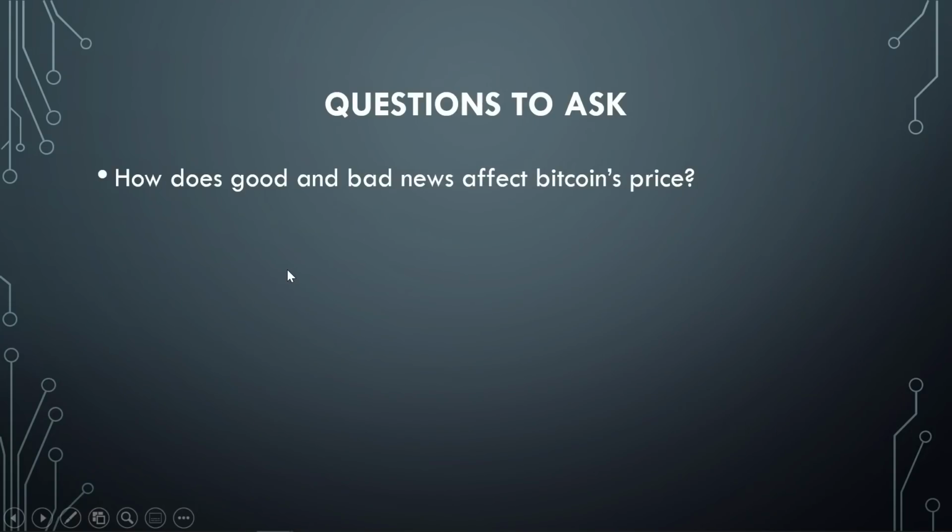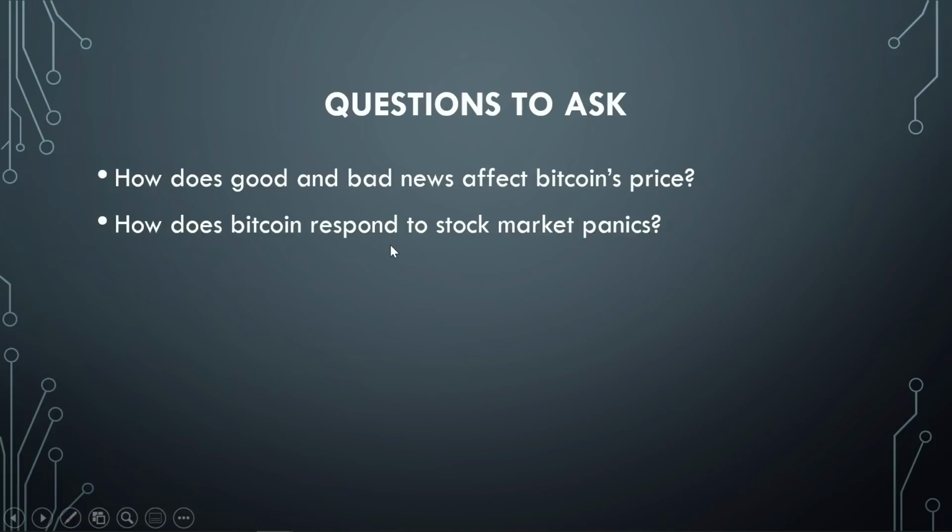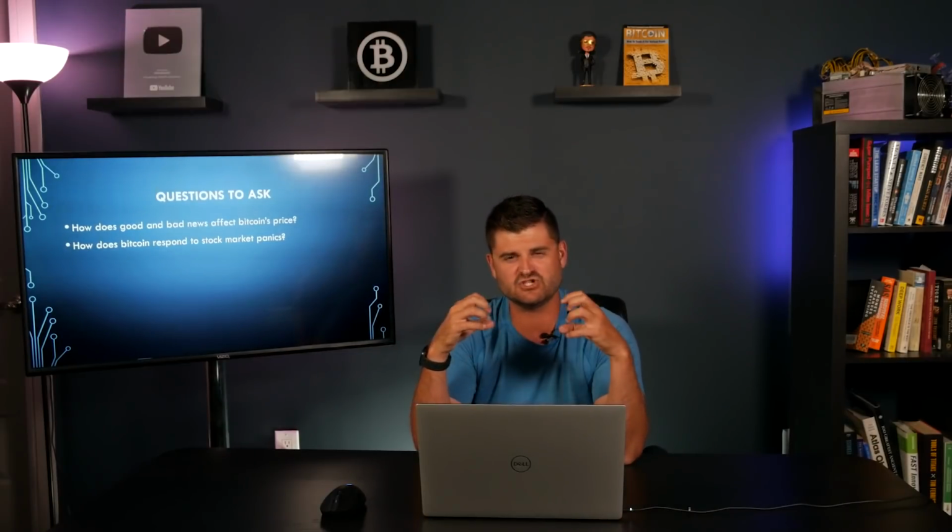Another question we could ask is, how does Bitcoin respond to stock market panics? In March 2020, when the coronavirus fears hit, the stock market panicked, gold panicked, and Bitcoin panicked. Typically, when there's a shock to the system, when something like a black swan event happens, all markets, maybe except for bonds, because sometimes they work inversely, but the majority of assets will initially have a sell-off panic together.